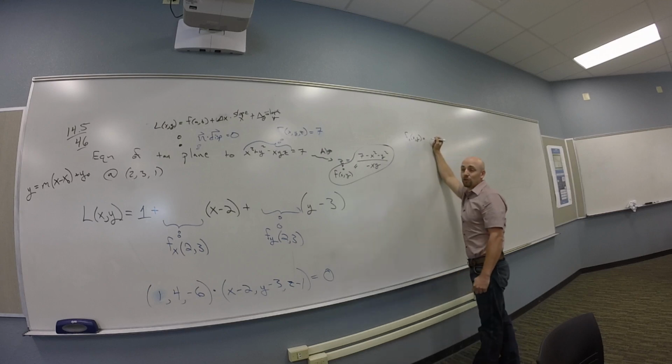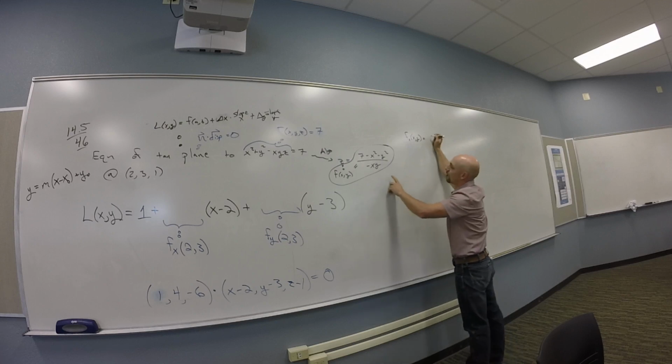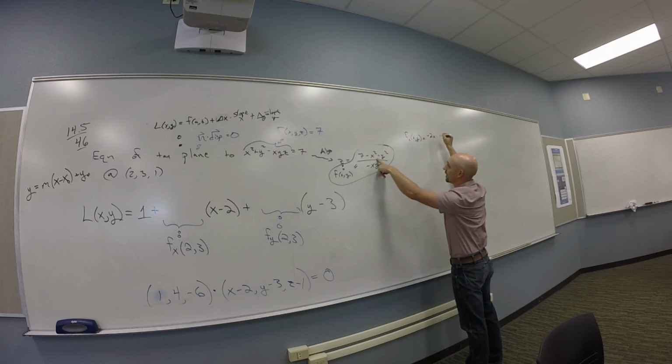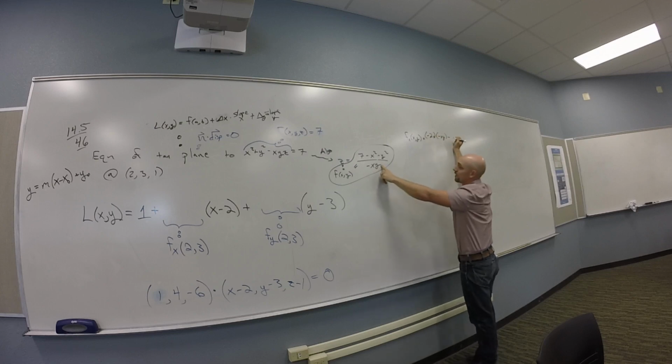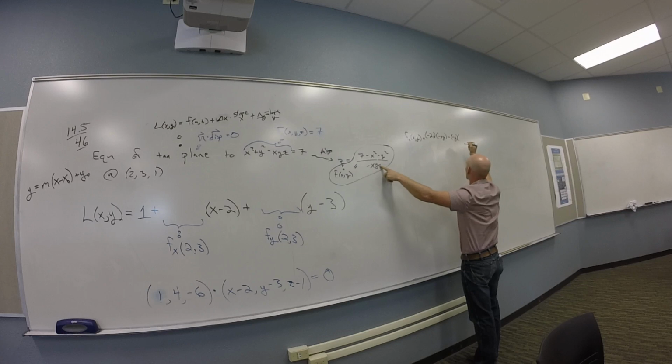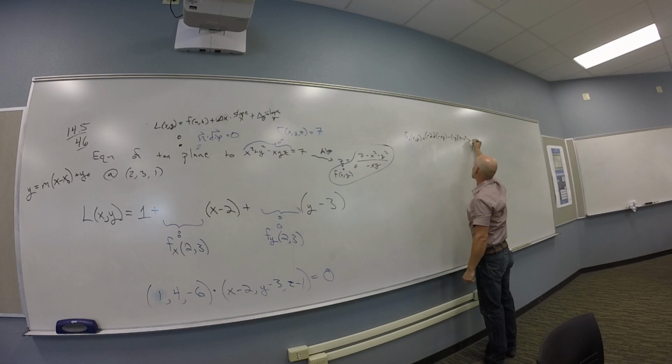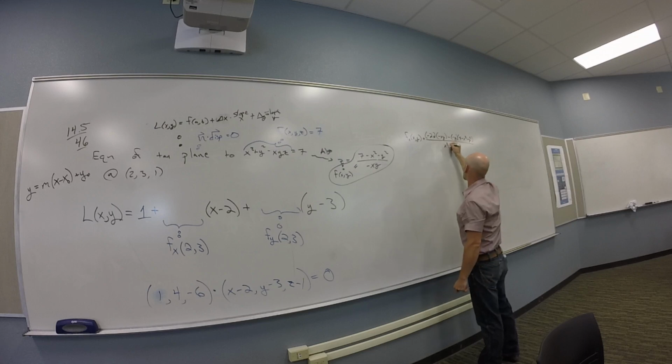So let's see, I need the derivative of the top times the bottom, minus the derivative of the bottom times the top. What's the derivative of the top with respect to x? Negative 2x, and then times the bottom, times minus xy, minus the derivative of the bottom with respect to x, which is negative y, times the top, which has to be 7 minus x squared minus y squared, and then all over the bottom squared, which is x squared y squared.